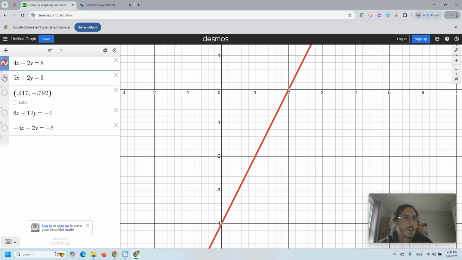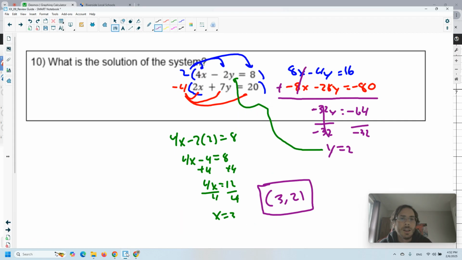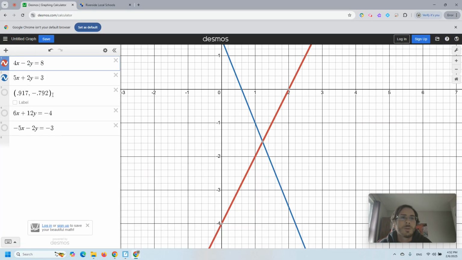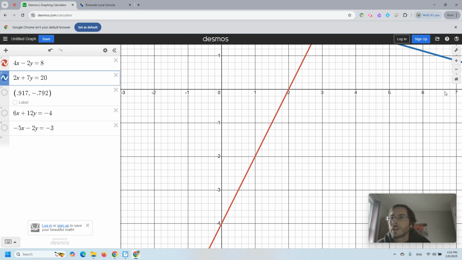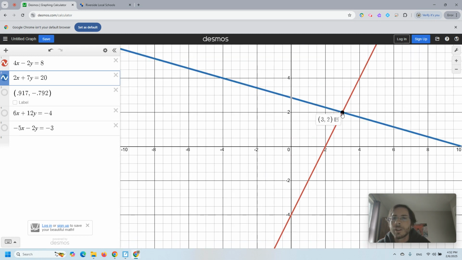We'll turn that color back on. And then on the bottom, 2x, 7y, and 20. All right, we'll go back home. And right there, 3, 2. That's exactly what we want.